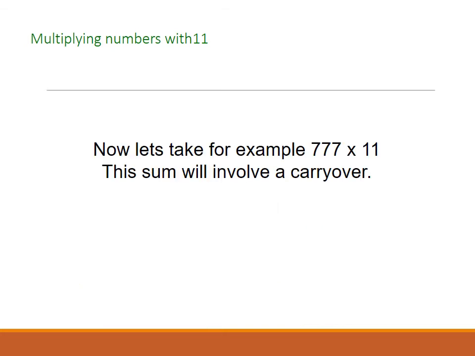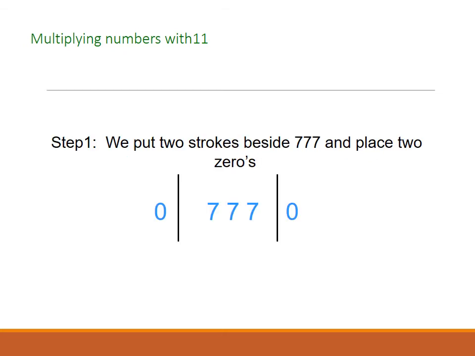Now let's take for example 777 into 11. This sum will involve a carryover. So how to do this? Now we again put 2 strokes beside 777 and place zeros on either side.